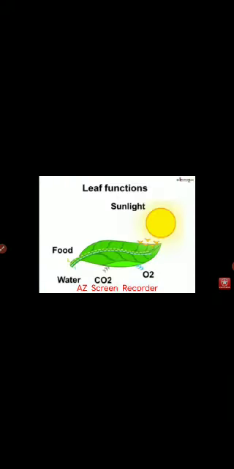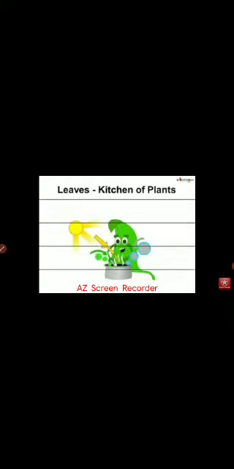For the food preparation, so many activities take place in the leaves itself. The water enters the leaves from the stem. Energy from sunlight is trapped by the chlorophyll in the leaves. Carbon dioxide from the air enters through the stomata. The food is prepared and sent to other parts of the plant. The oxygen gas is released out through the stomata.